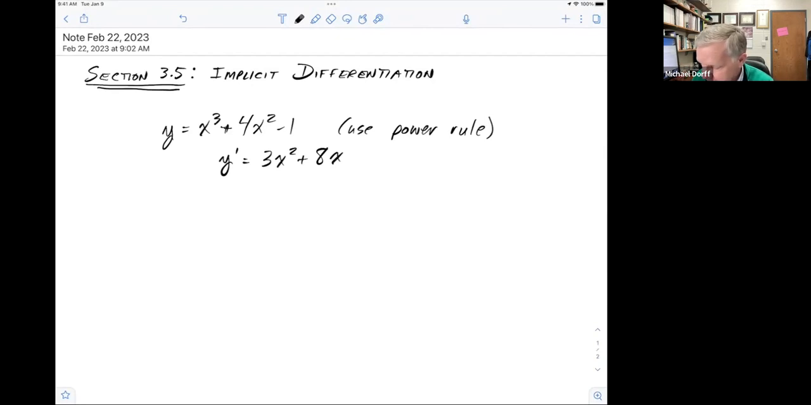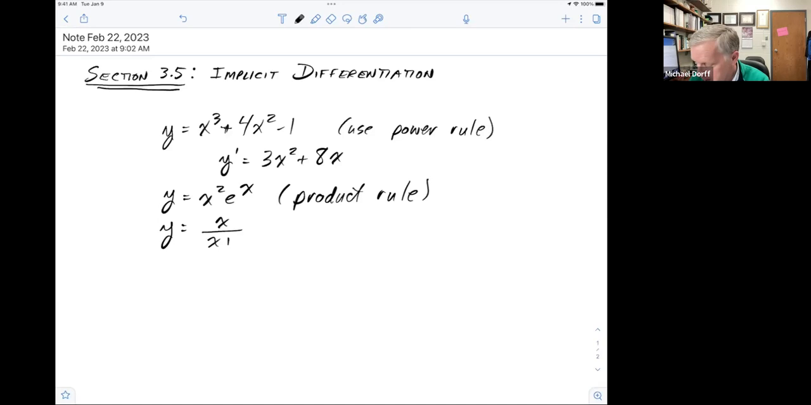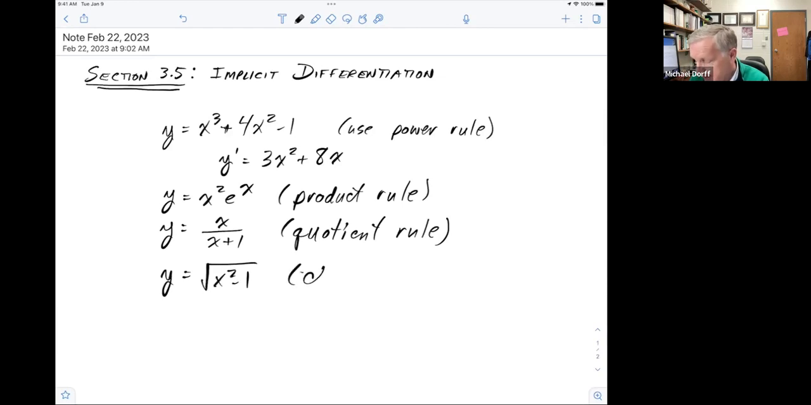What are some other functions that we've seen? Well, we've also had y equals x squared e to the x, and we can solve that by using the product rule. And we also had things like y equals x over x plus 1, and we could use the quotient rule. And let's say we had y equals the square root of x squared minus 1, and in that case, we'd have to use the chain rule to take the derivative of these.